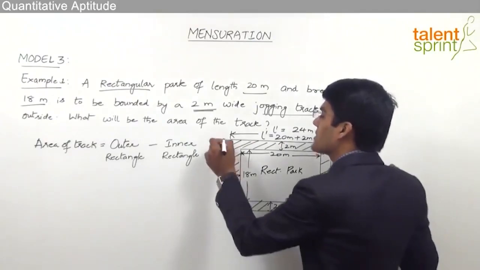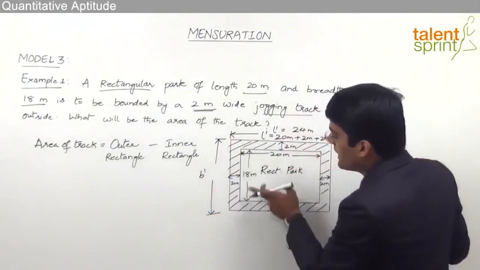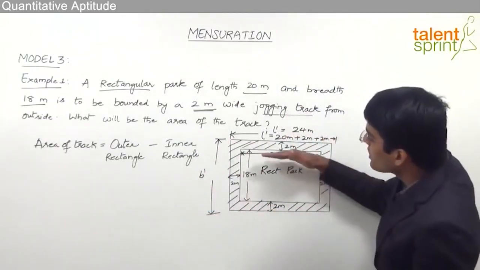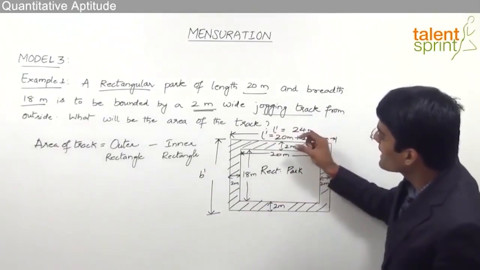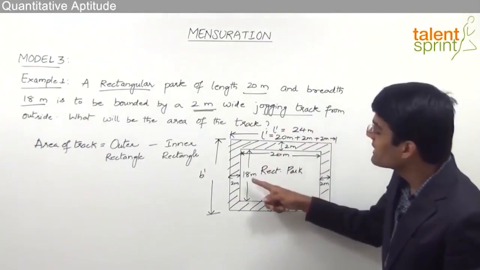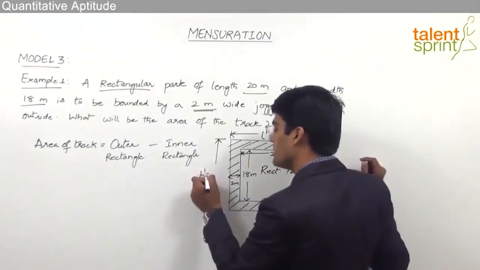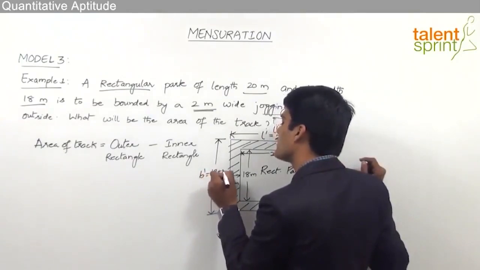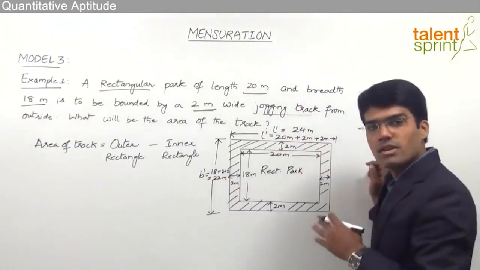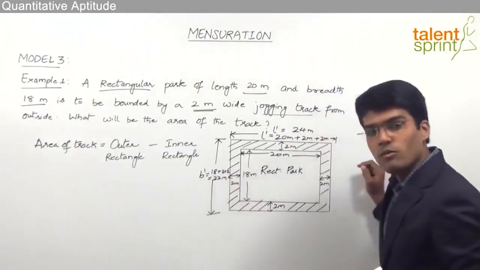Similarly, the breadth, let us take it as B dash, will be equal to the inner breadth, that is the breadth of the park, 18 meters, and both on top as well as bottom the park has been extended by 2 meters because of the construction of the jogging track. So here it will be equal to 18 plus 2 plus 2, that is equal to 22 meters. So now we know that the outer rectangle length is 24 meters and its breadth is 22 meters.